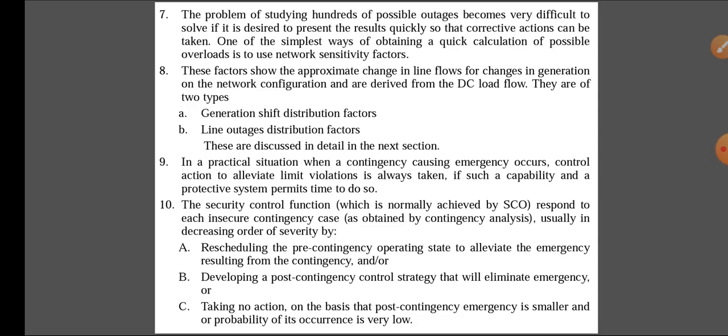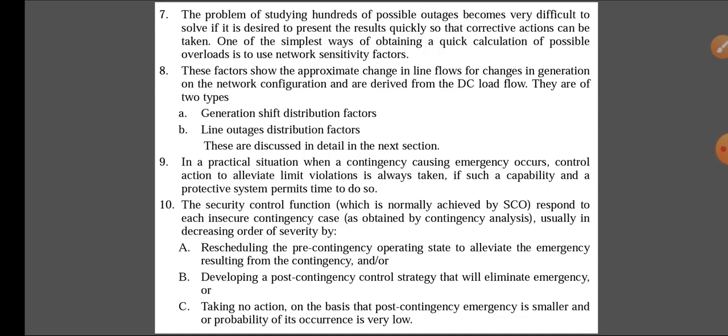The next point is that the security control function responds to each insecure contingency case, usually in decreasing order of severity. That means the most severe contingency case will be evaluated or responded to first, then the less severe, then less severe, and so on. How does the security control function respond? It responds in the following steps.